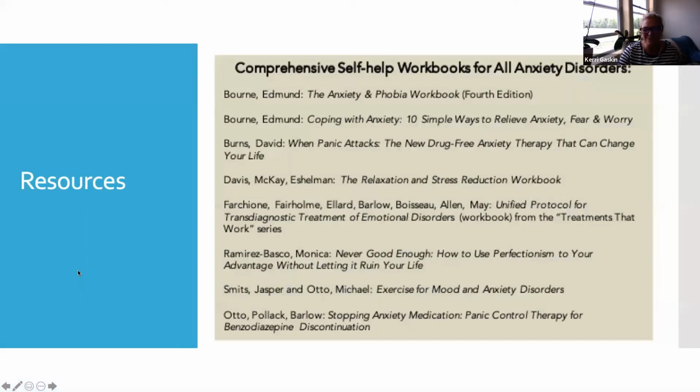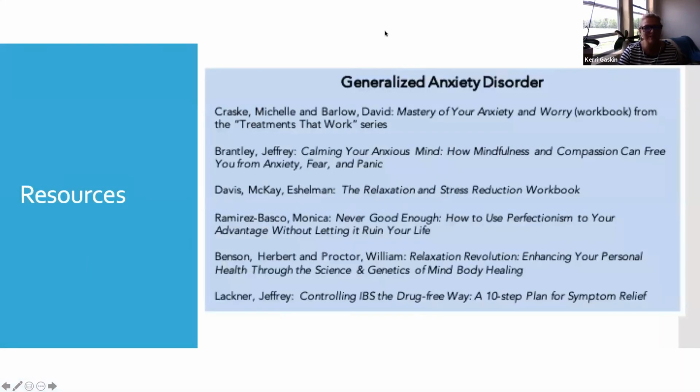So I mentioned I would bring up the generalized anxiety disorder workbooks. These are some great sources to help you with generalized anxiety disorder. I have mentioned in particular the Davis, McKay, and Eshelman book, the Relaxation and Stress Reduction Workbook. That's a really great one. And then the Jeffrey and Brantley workbook, Calming Your Anxious Mind. Both really terrific workbooks that I have used frequently in my own practice. I'll leave that up for a moment for anybody who would like to jot down any of those.